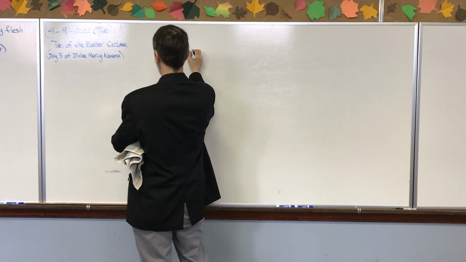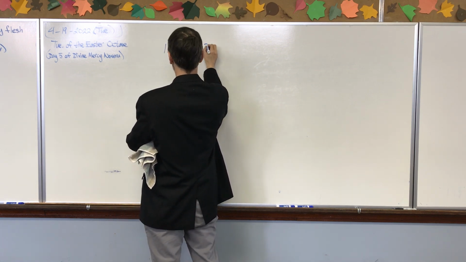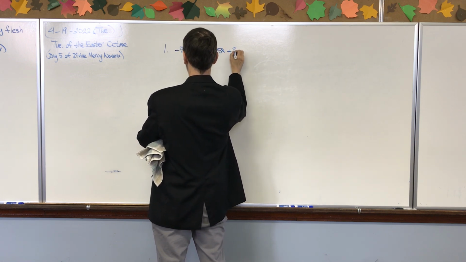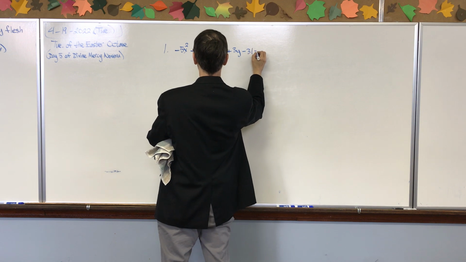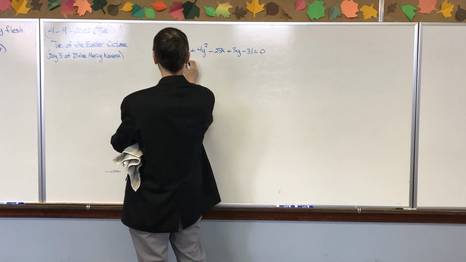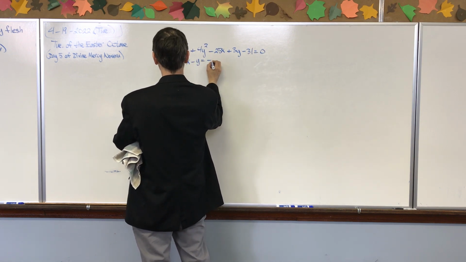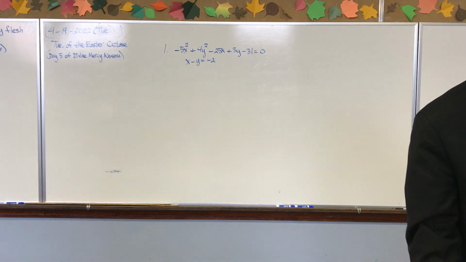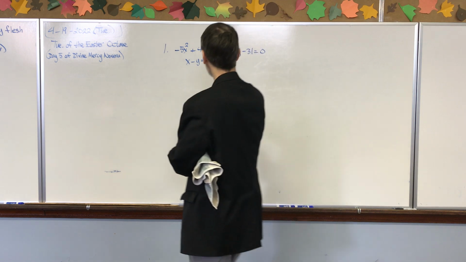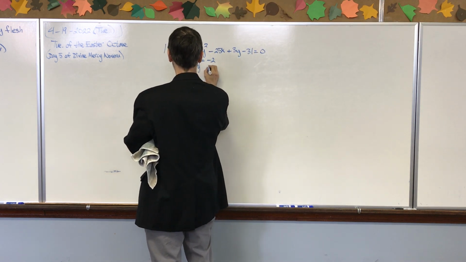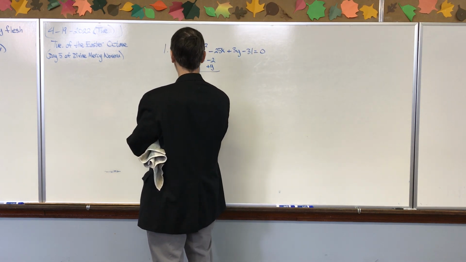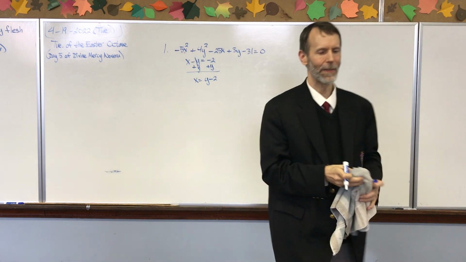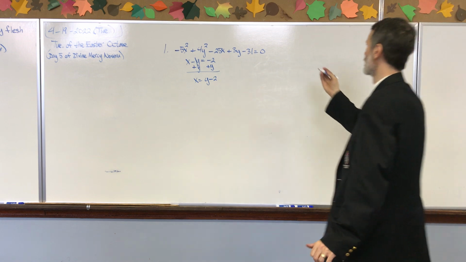Negative 5x squared plus 4y squared minus 25x plus 3y minus 31 equals 0, and x minus y equals negative 2. They seem to love that x minus y equals negative 2. They used it at least twice. I'm going to do substitution for this one. x equals y minus 2. Every time there's an x, I'm going to plug that in.